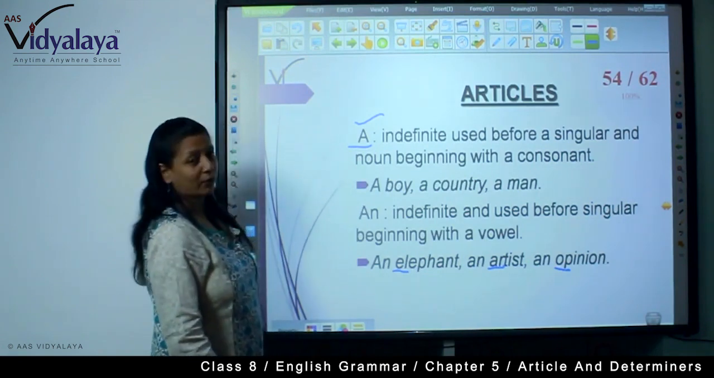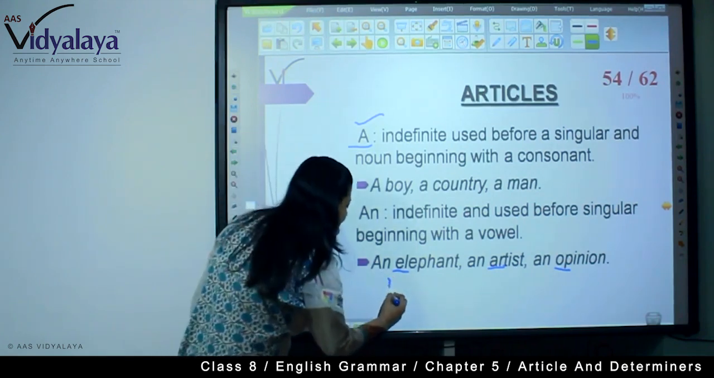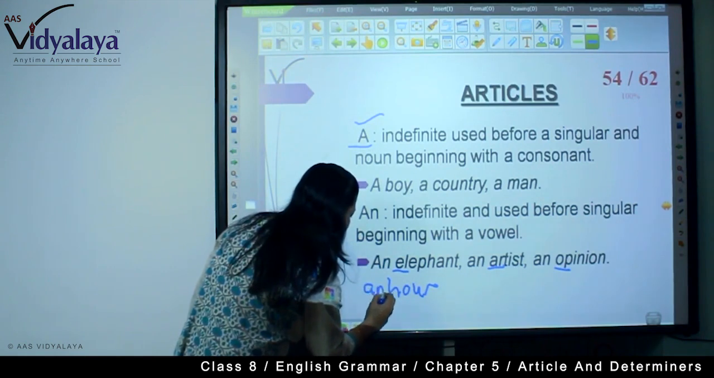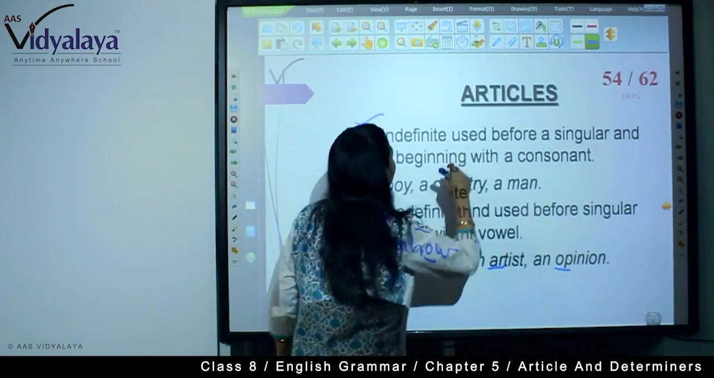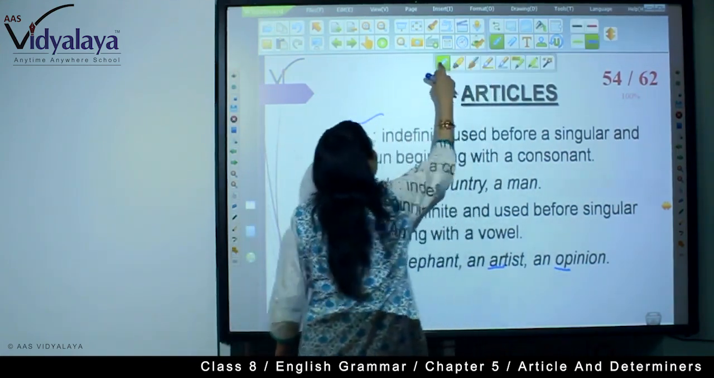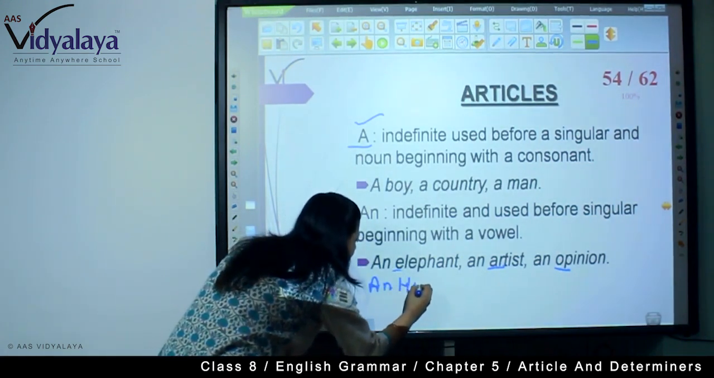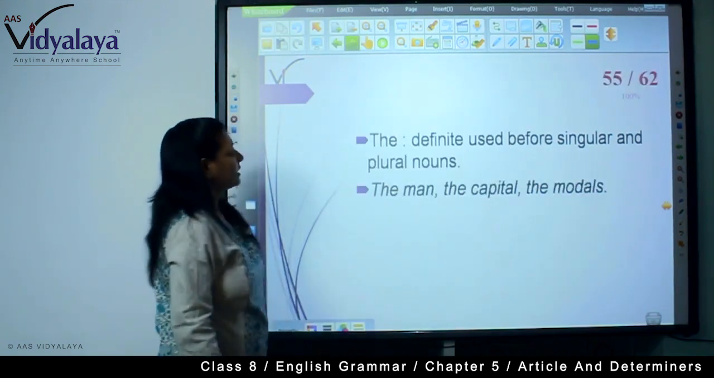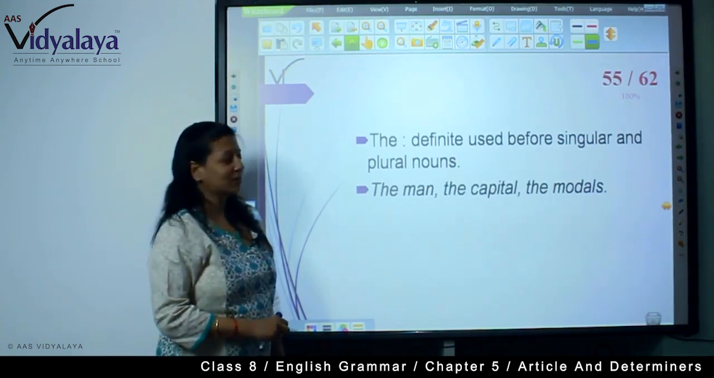So you are seeing the vowel sound is there in pronunciation also. An hour. See, though it is starting with H, the pronunciation is an hour, H-O-U-R. Right? Now next.